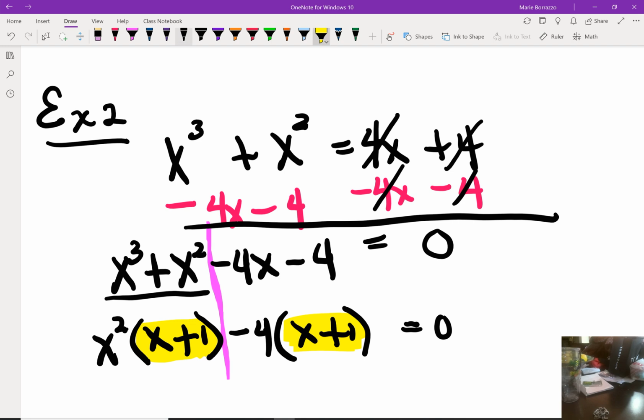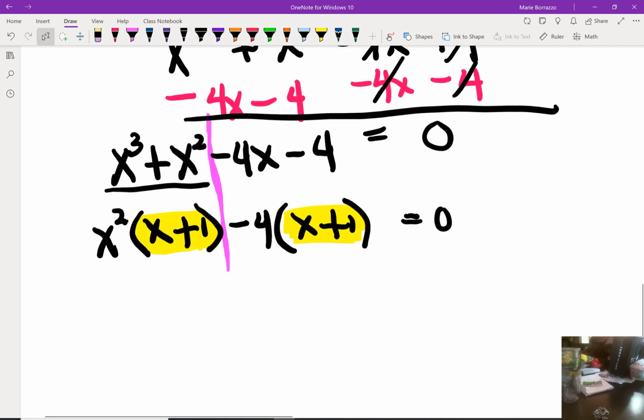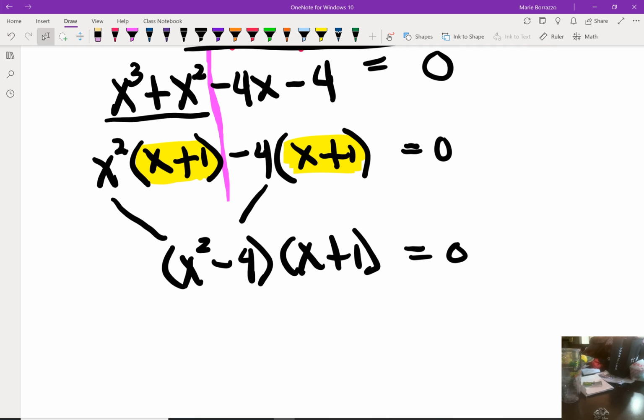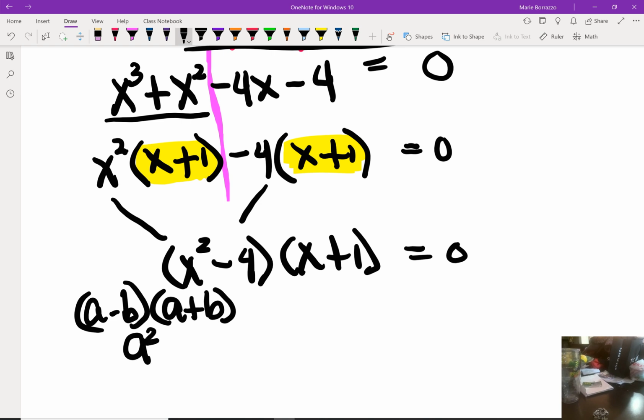The reason why we want that to be the same is because basically we're going to combine these two. That gives us x squared minus 4 times x plus 1, and again, that is equal to 0. So as you can see, we have another binomial where we have a minus b times a plus b. It's a special product, the a squared minus b squared special product.